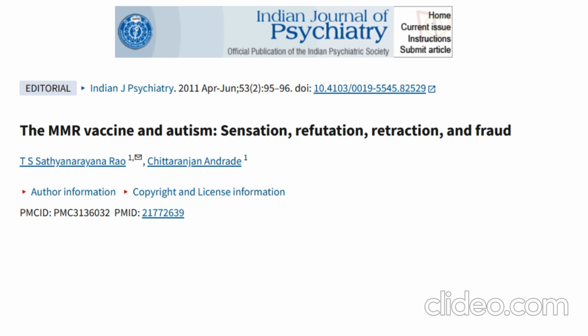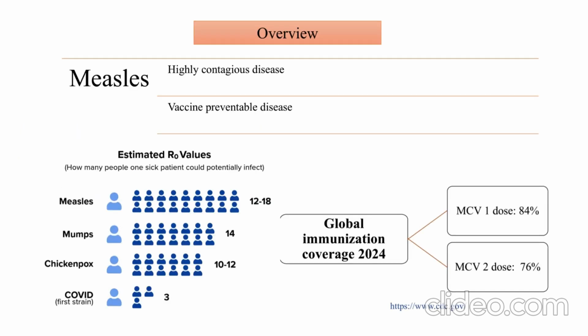And since then, numerous huge comprehensive studies, one in Denmark looked at over 500,000 kids, have consistently, unequivocally found no causal link whatsoever between the MMR vaccine and autism. The scientific consensus is crystal clear. It's unfounded. Good to state that clearly.